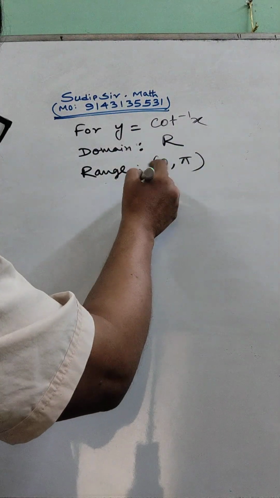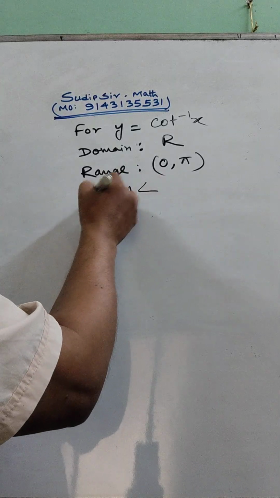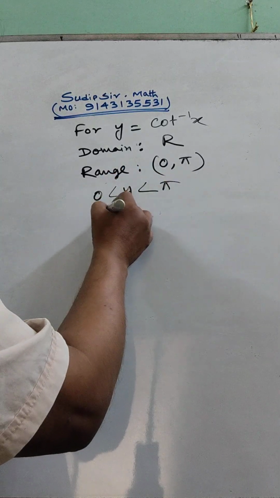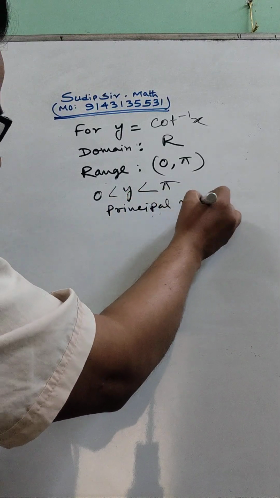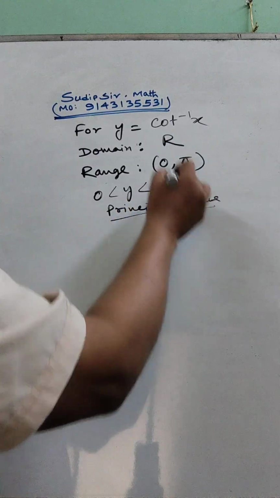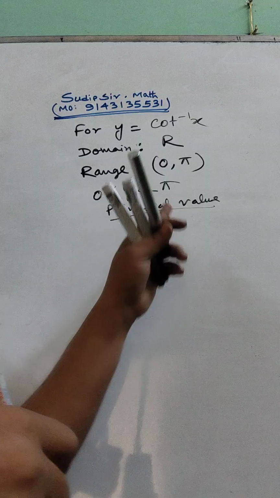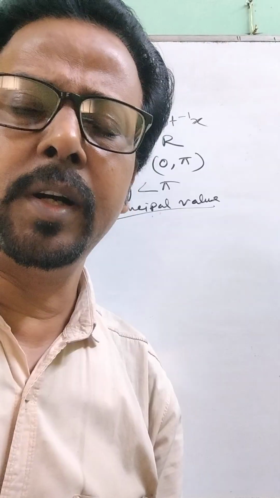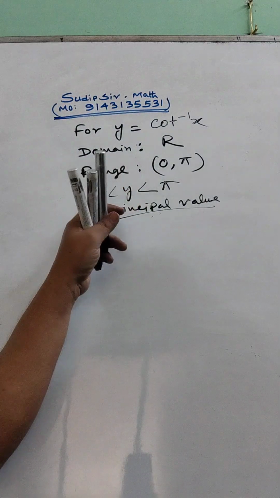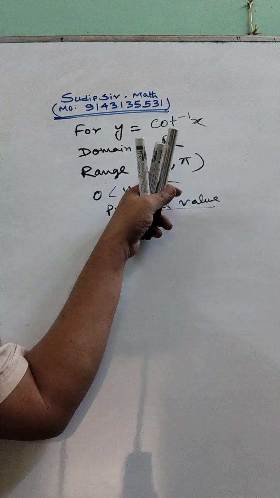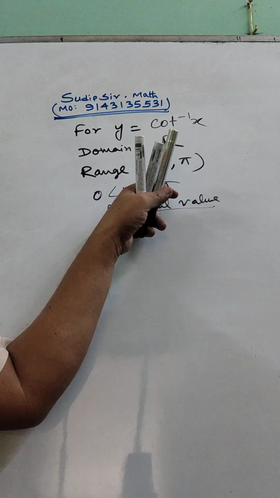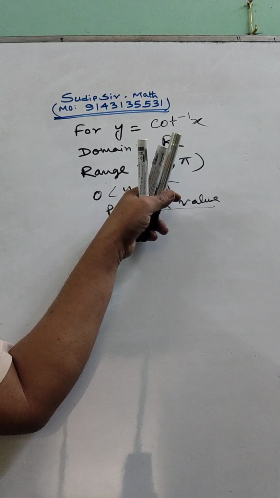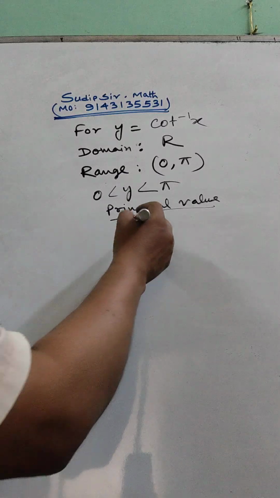That is, y lies between 0 and pi, which is the principal value for cot inverse x. For cot inverse x, the principal value is 0 to pi, but 0 and pi are not included. In between 0 and pi, that's why this is first brackets, not third brackets. Okay. Now for the graph.